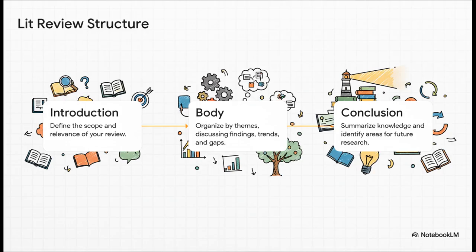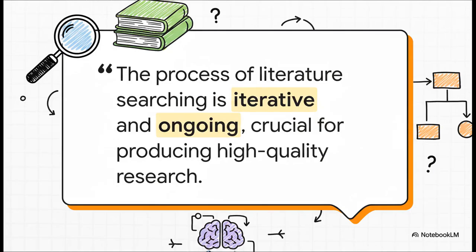You've got your introduction, where you define the scope and tell your reader why this topic matters. Then you have the body, where you organize everything by themes and you discuss what people have found and what they've missed. And finally, the conclusion, where you summarize the state of knowledge and point the way forward for future research.